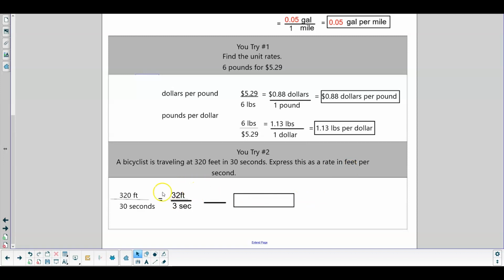And 320 feet on top does reduce to 32 feet over 3 seconds on the bottom. If you just put that in the calculator with your ABC button, it'll reduce it to 32 over 3, except remember, this is not a unit rate until you divide these out and you get a 1 on the bottom. So if I divide 32 and 3, you'll get 10.67. And the 10.67 is the number of feet for every 1 second. So this actually works out to 10.67 feet per second.